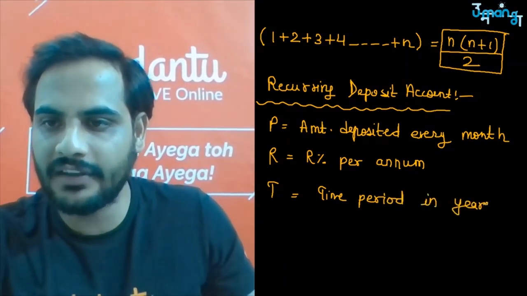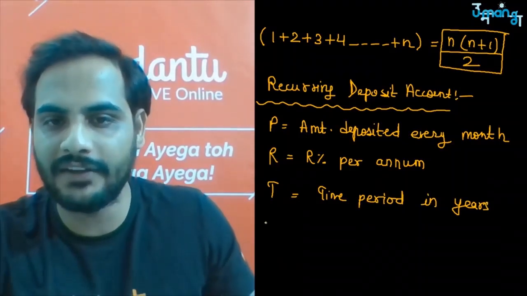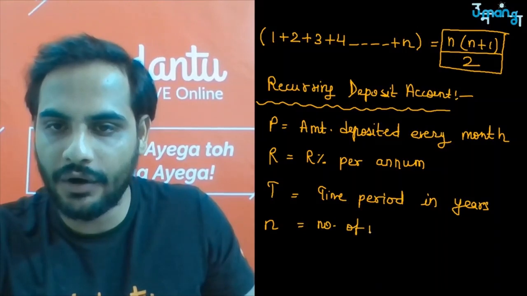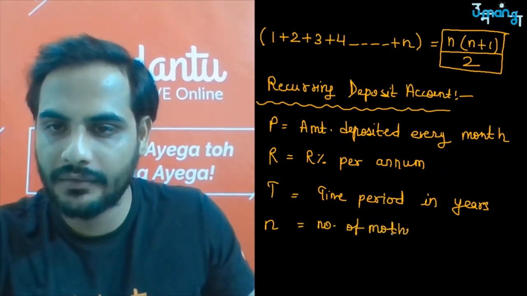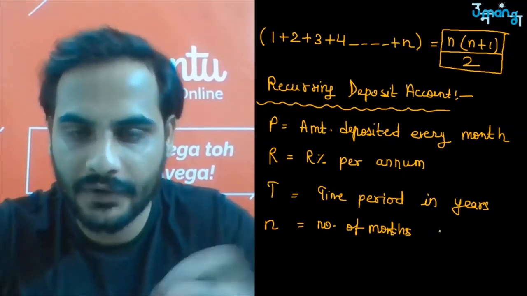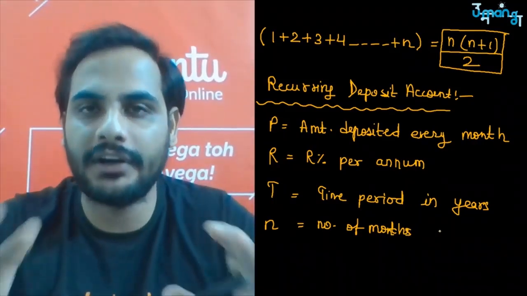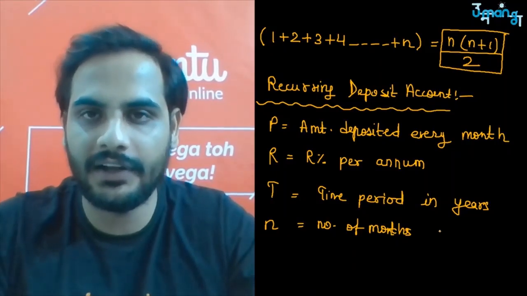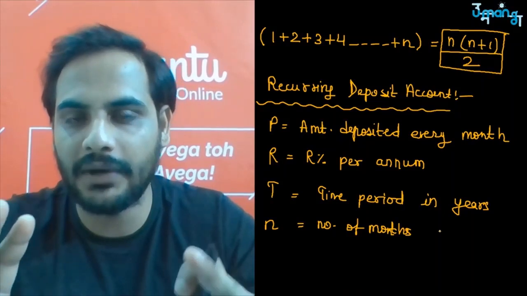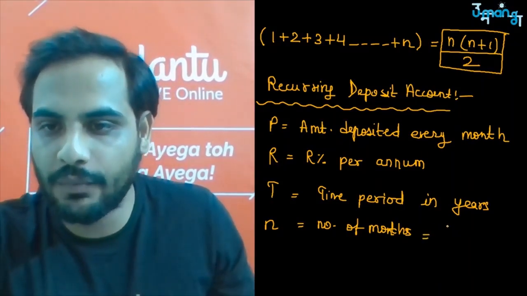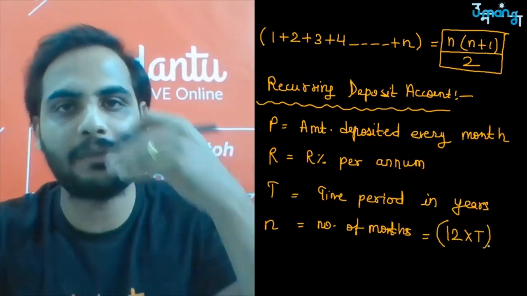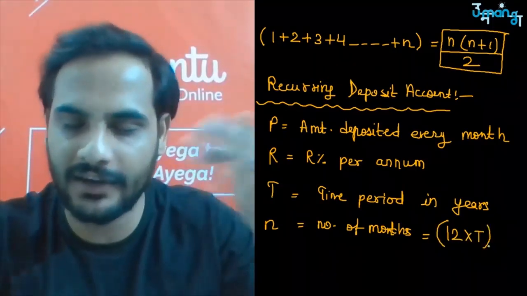If the time period is given, how can I find out the number of months? So n is the number of months, the time period in months. Got it? So these are the four key terms: principal, rate percentage, and the time, which is given in years and which you can convert to months. So n will be equal to 12 into the number of years given. If 1 year is given, there will be 12 months, 2 years, 24 months, and so on.